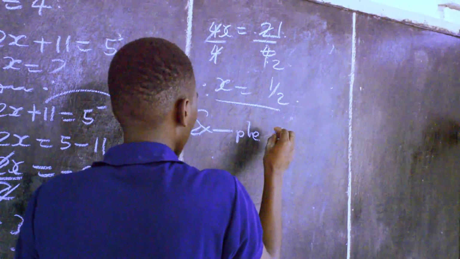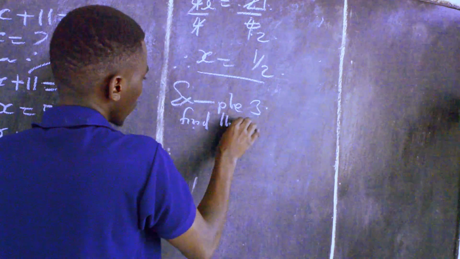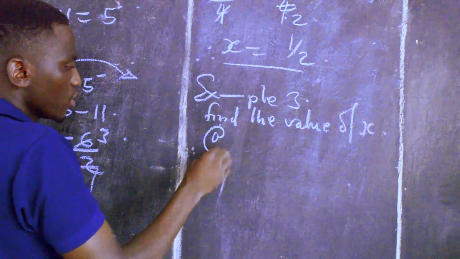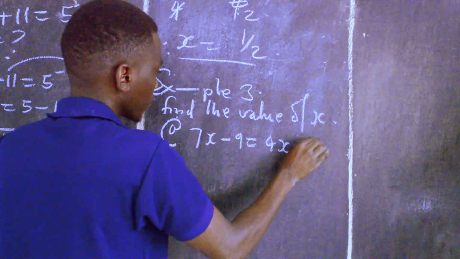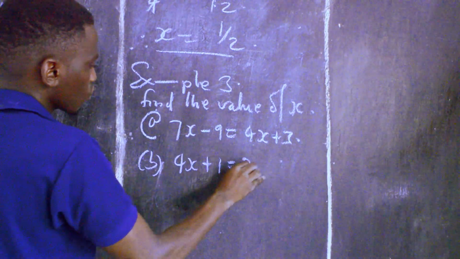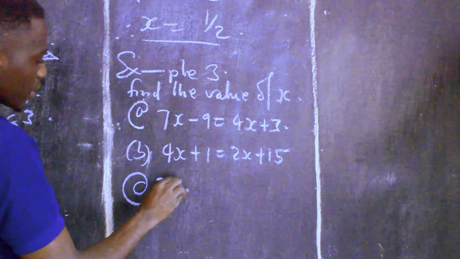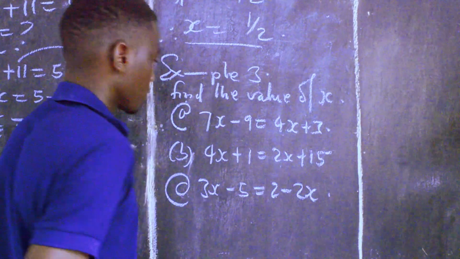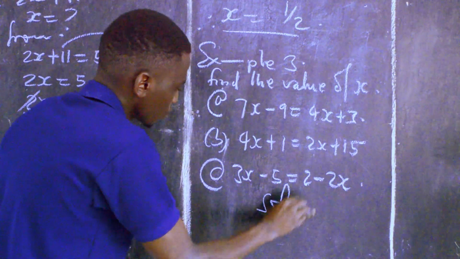Example 3. Find the value of x. Let's say A, you are given 7x minus 9 is equal to 4x plus 3. And B here you have 4x plus 1 is equal to 2x plus 15. And C here you have 3x minus 5 is equal to 2 minus 2x. We have this kind of question here. So let us start. Solution.